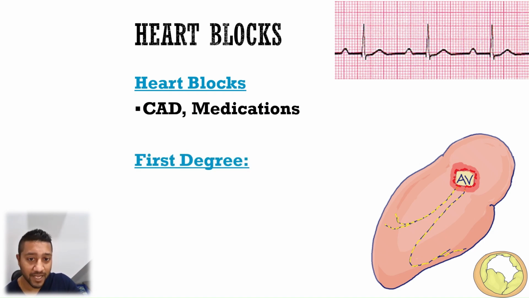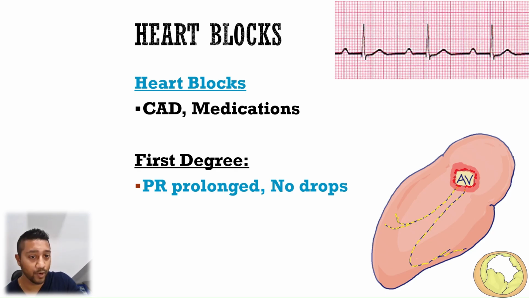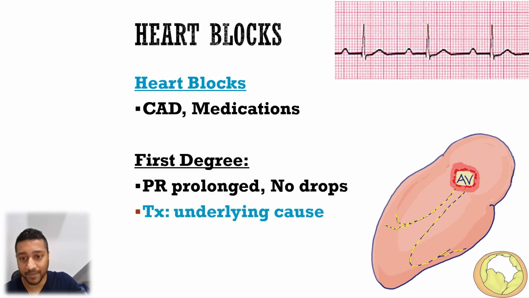In first-degree block, you have AV nodal disease that's caused a slight delay in the time that it takes for the signals to get transmitted through the AV node, but the job still gets done. Here, the PR interval is longer than 0.2, but there are no dropped beats. So these patients are usually asymptomatic and really don't need any specific treatment, just monitoring. The best thing you can do is just manage the patient's underlying coronary artery disease or the medications that might be causing their first degree AV block.